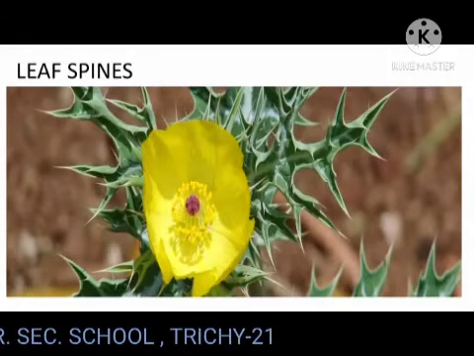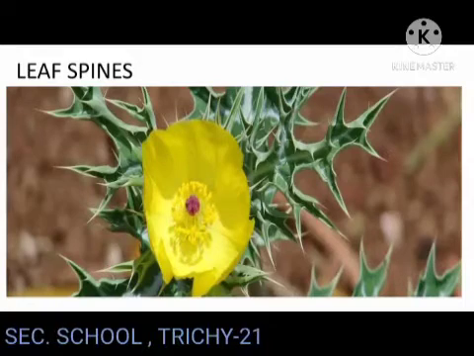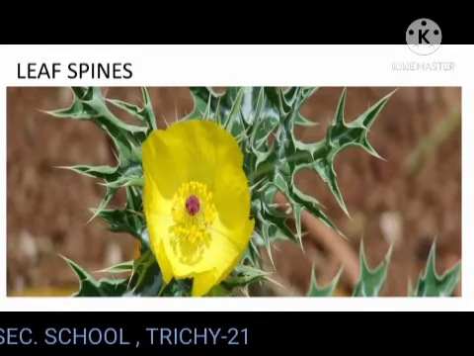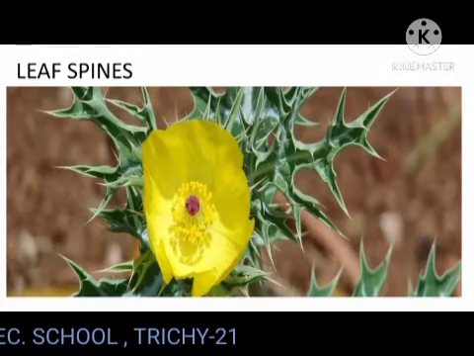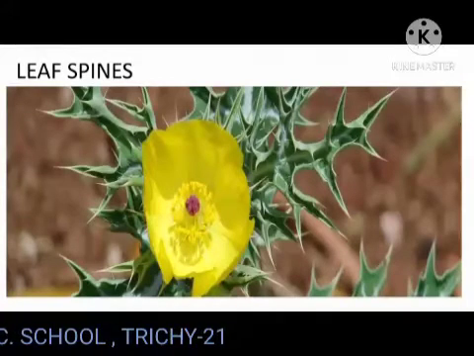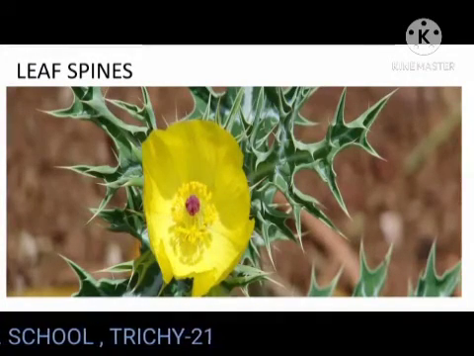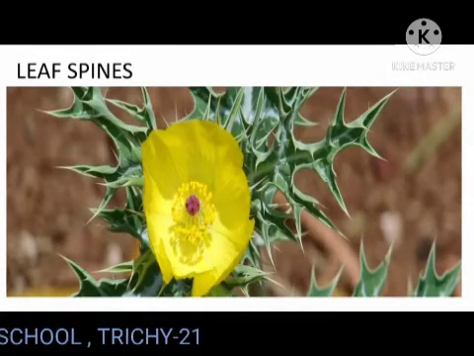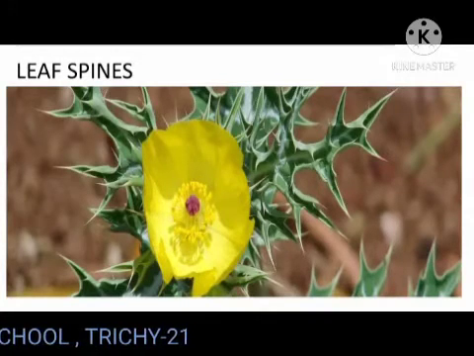Leaves of certain plants develop spinescent structures either on the surface or on the margin as an adaptation to herbivory and xeric conditions. Example, Argemone mexicana. In xerophytes such as Opuntia and Euphorbia, leaves and stipules are modified into spines.